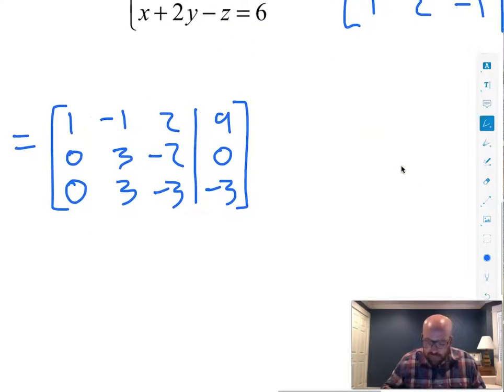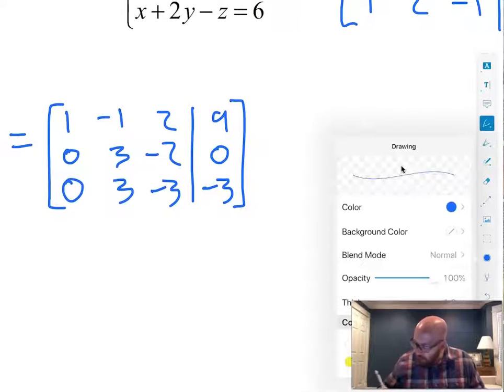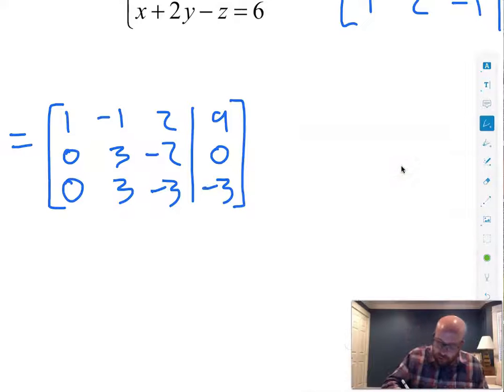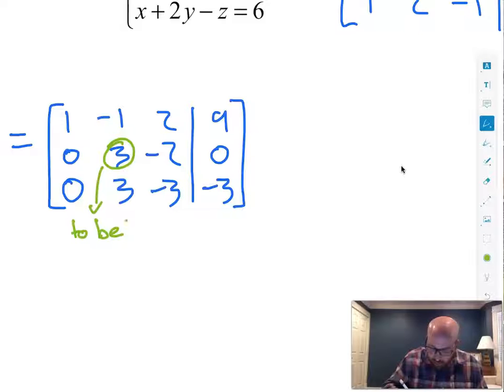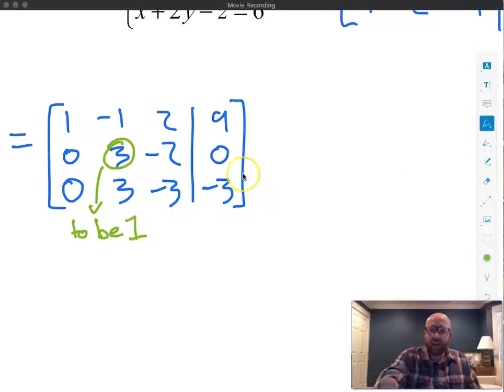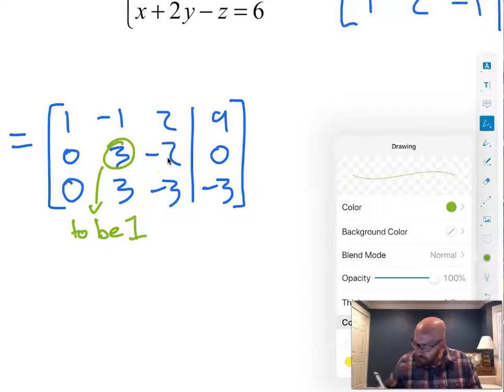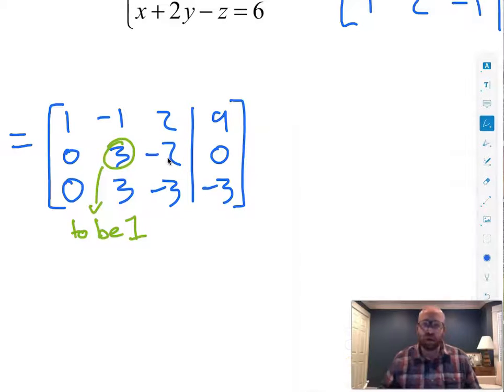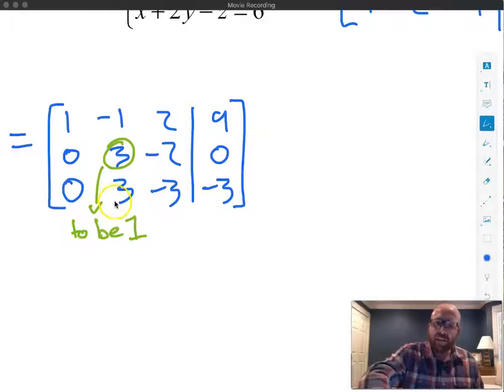All right, so the next thing that we want in our goal is we want this element to be 1. Dividing by 3 does not sound like a good idea because I introduced a fraction here. So again, I'm going to do a simple row swap. Now, why am I going to do a row swap? Well, I see down here in row 3 that everything is divisible by 3.